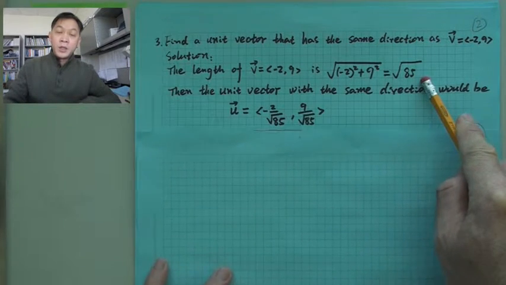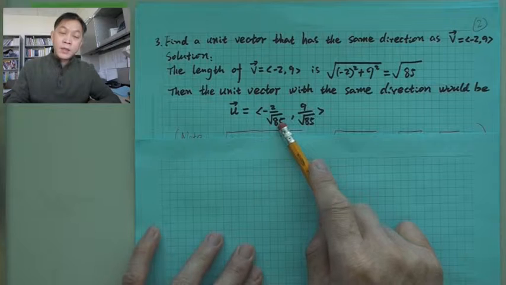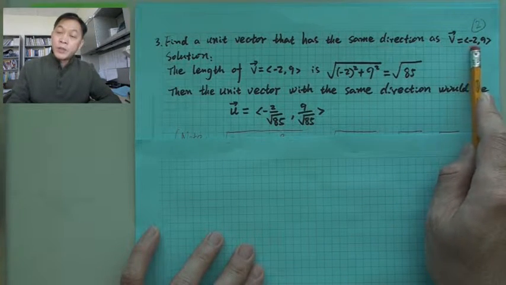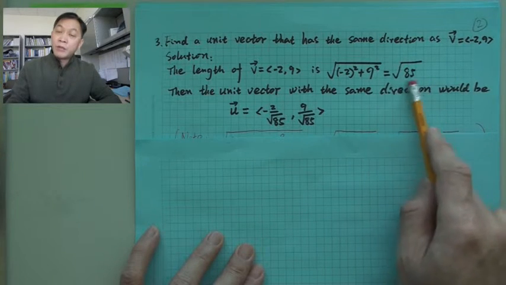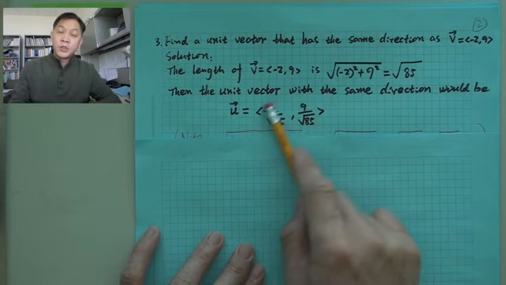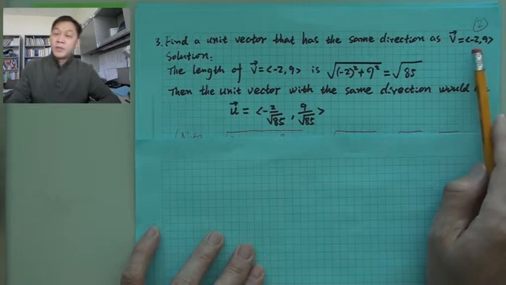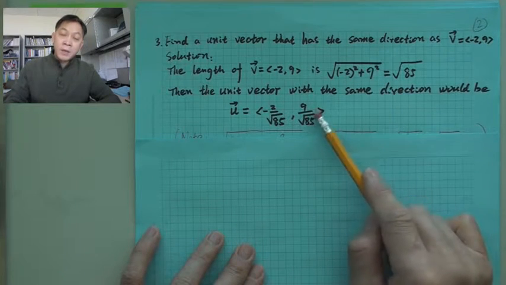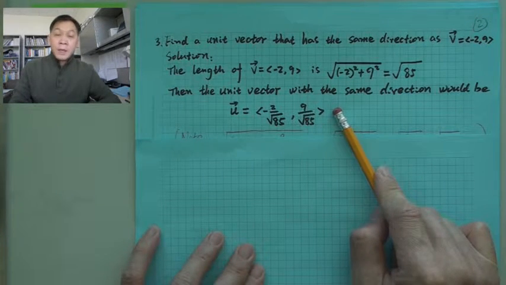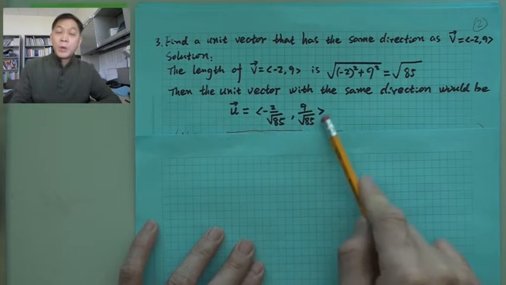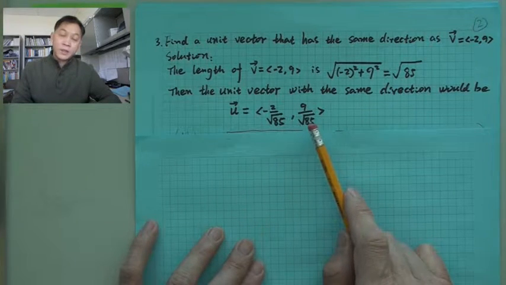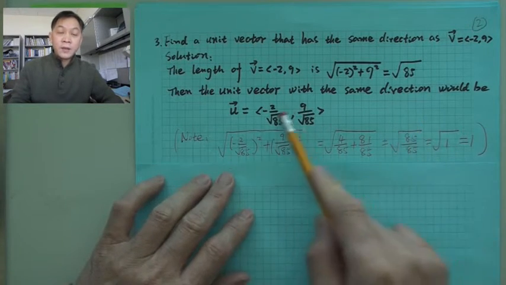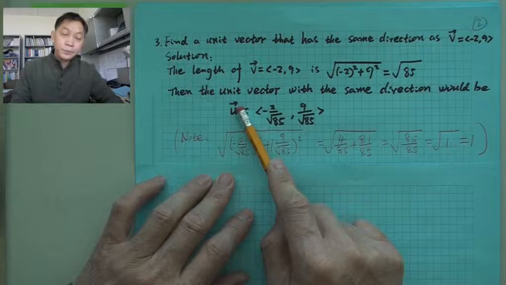Now we use radical 85 as the denominator to divide those two. We'll see what happens. We'll divide negative 2 by radical 85 and 9 by radical 85. My claim would be this will be the unit vector we wanted. Why? Look.